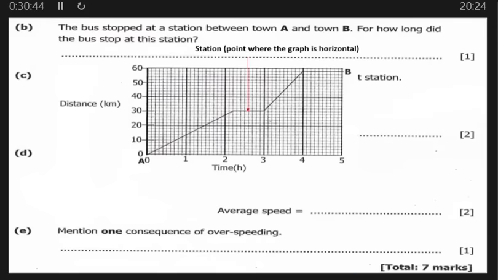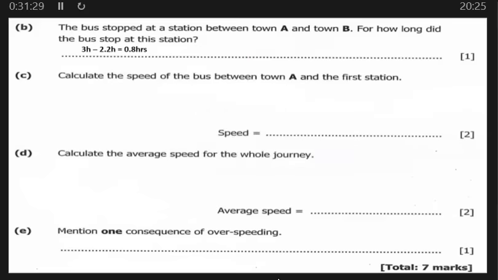So then they're asking us to find the time. They're saying, for how long did the bus stop at this station? We must mark the time at the start of the stoppage, which is 2.2 here. Then we also know that it started moving again at this point, when the graph started rising again at 3. The difference in these times gives us the time the vehicle spent at the station. So we'll say 3 minus 2.2, which gives us 0.8 hours as the time this bus spent at the station. All right, so let's go to another question.